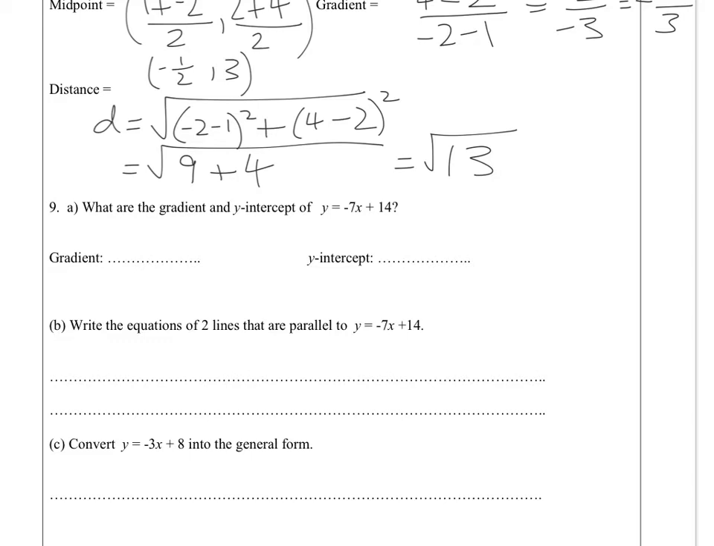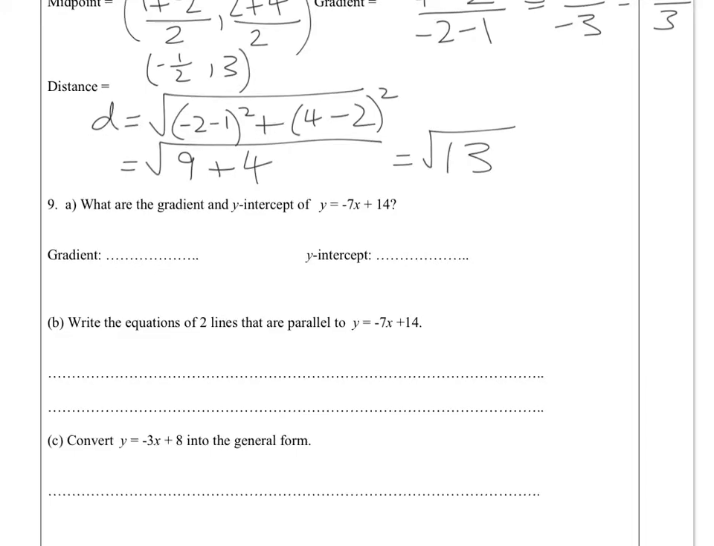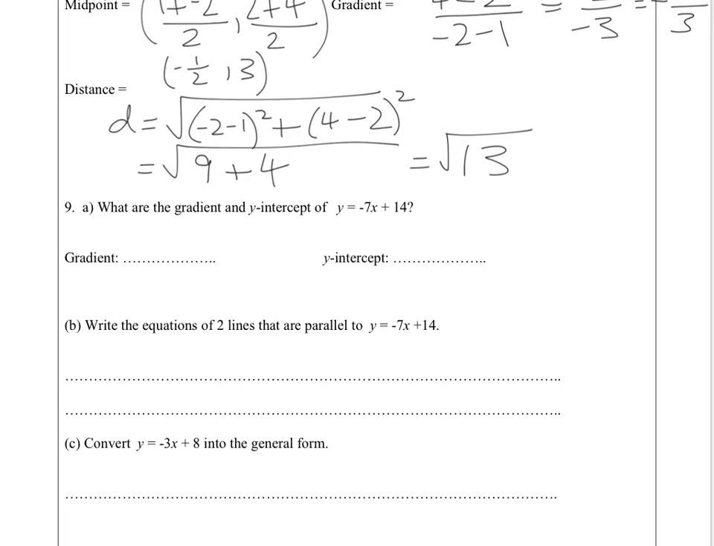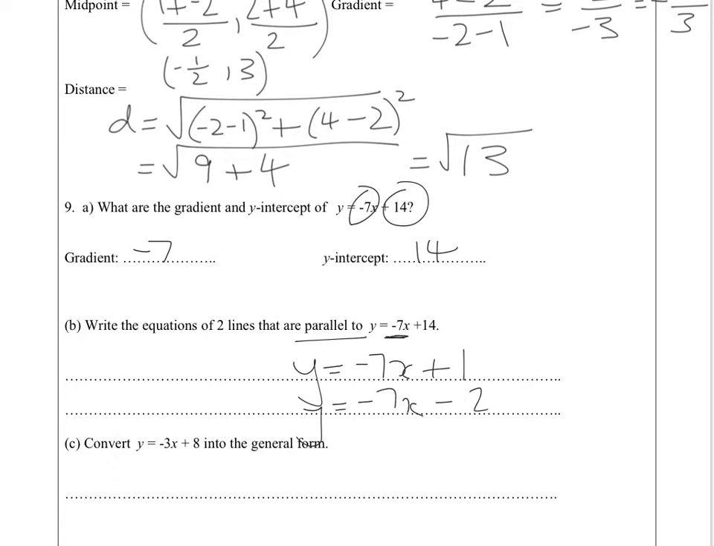Okay, what is the gradient and y-intercept of? Okay, y equals mx plus b, so the m, the gradient, is the number next to the x, so we've got negative 7, and the y-intercept, the plus b, is positive 14. Two equations that are parallel have the same gradient, so the same negative 7. So y equals negative 7x plus 1, and y equals negative 7x minus 2. They can be any random ones.